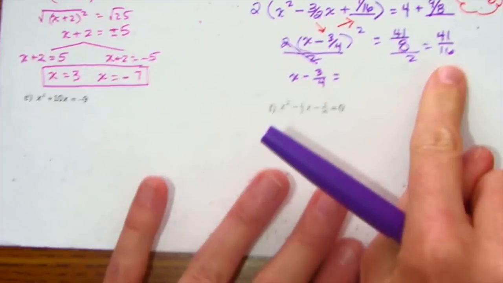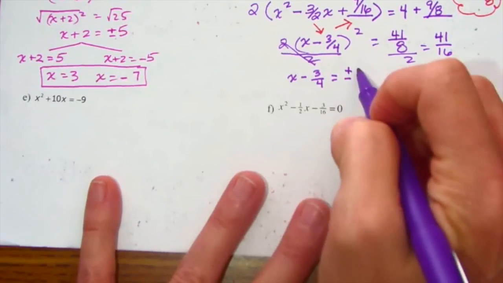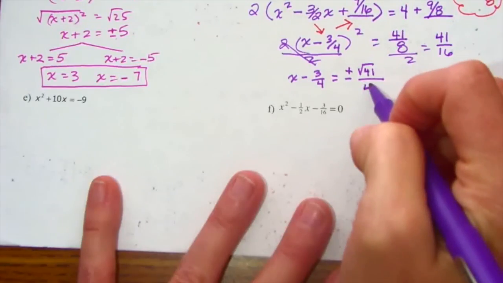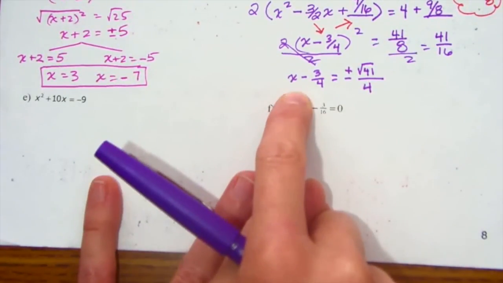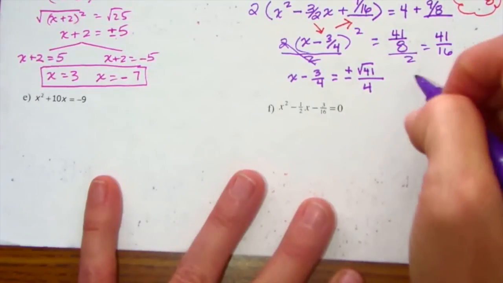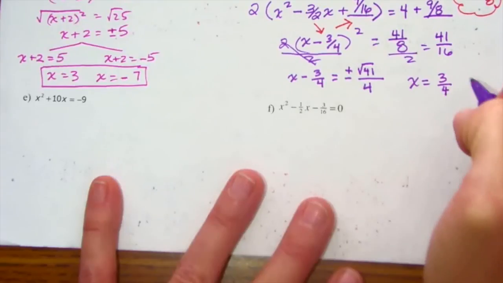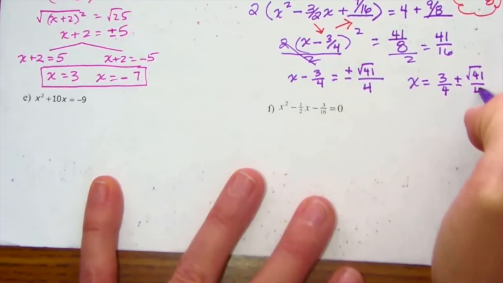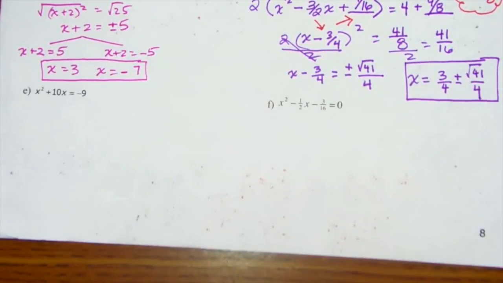And when we take the square root of 41 over 16, we have the square root of 41, but the square root of 16 is just 4. So then the final step would just be to add 3/4 to both sides. So then we're left with x equals 3/4 plus or minus root 41 over 4. Okay, any questions?